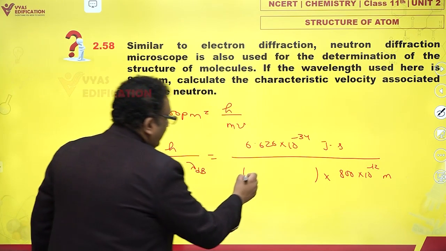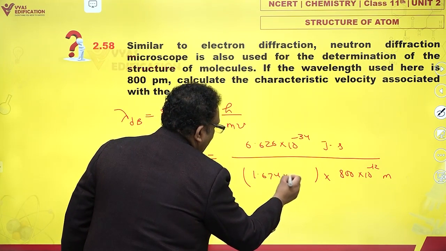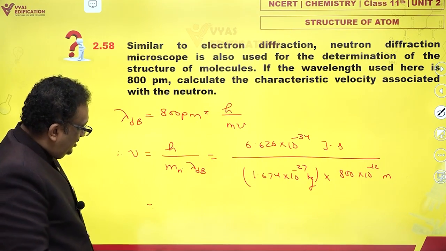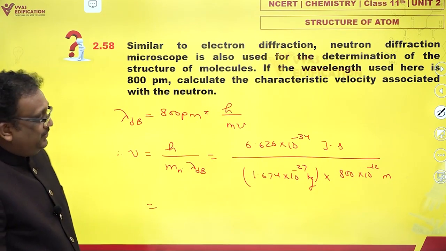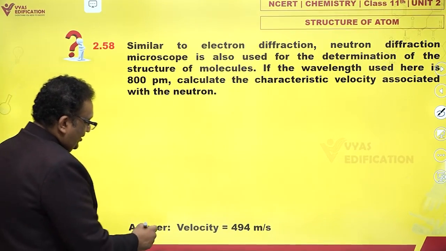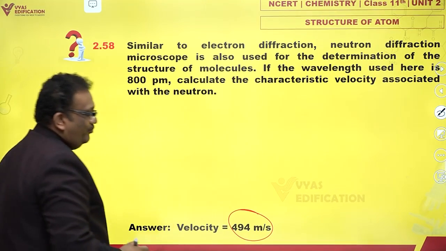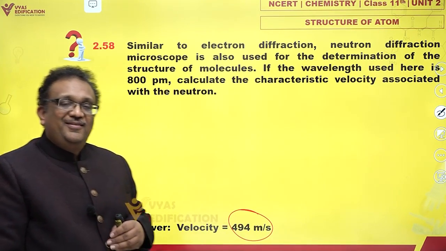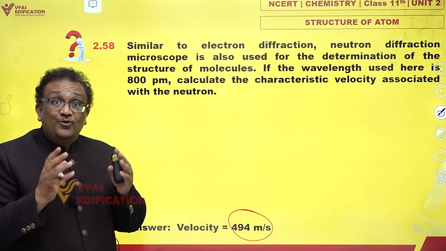Mass of neutron is 1.674 into 10 raised to minus 27 kgs. Do this calculation, and it comes out to be 494 meters per second. Good enough. Around 500 meters per second. This is the velocity of neutrons.